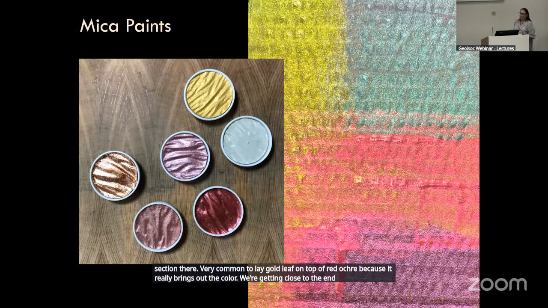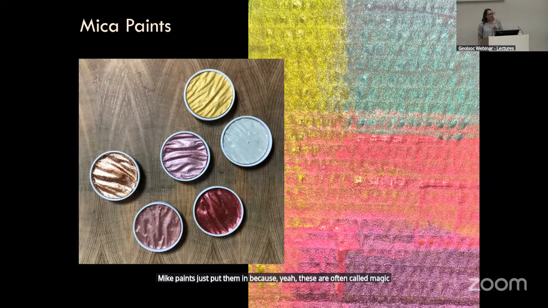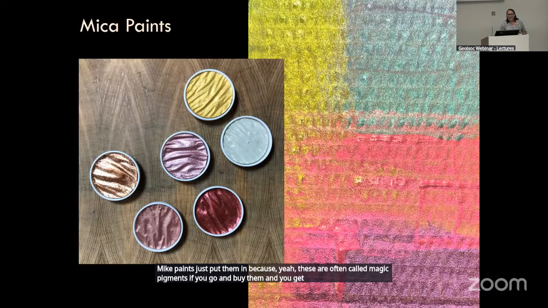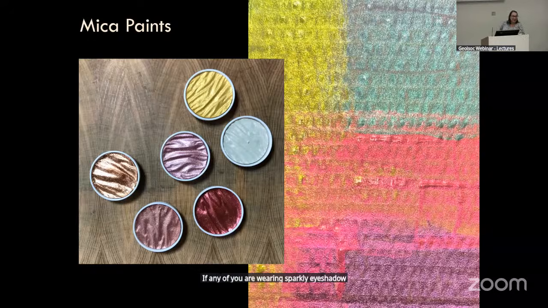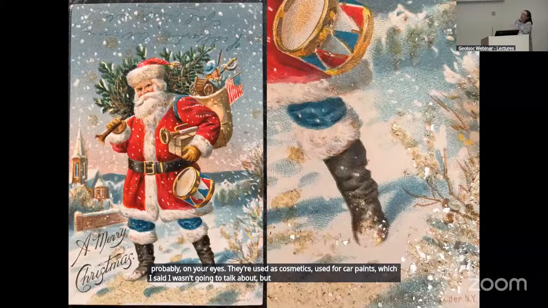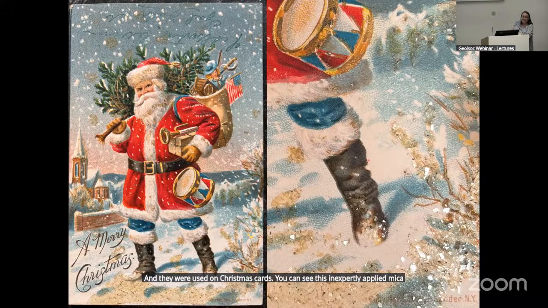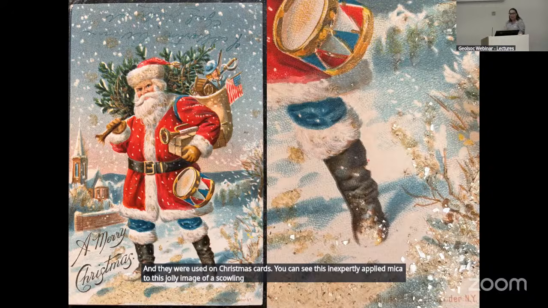Mica paints, I thought I'd put them in because these are often called magic pigments if you go and buy them, and you get this colour shift effect. If any of you are wearing sparkly eyeshadow tonight, you've got synthetic micas probably on your eyes. They're used as cosmetics, used for car paints, which I said I wasn't going to talk about, but... And they were used on Christmas cards. You can see this inexpertly applied mica on this jolly image of a scowling Father Christmas bringing drums and trumpets to ruin your Christmas day.